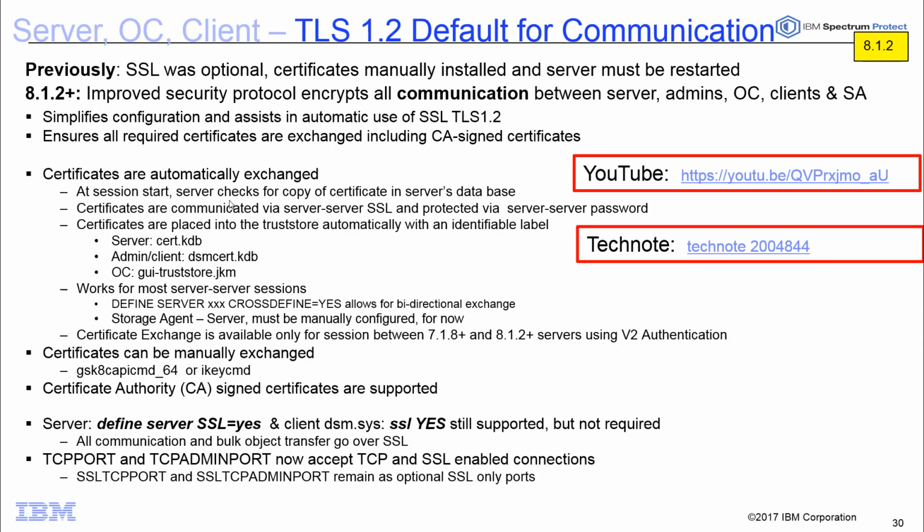Certificate exchange automation is available only for sessions between the 8.1.2 server and using the V2 authentication. And we're going to talk about that here in a minute. Certificates can be manually exchanged using the GSK8 kit. In fact, all of our certificate exchanges are based upon the GSK kit that Spectrum Protect utilizes, and this is provided by IBM and is a top-of-the-line security package. If you do utilize CA signed certificates, those are also supported.